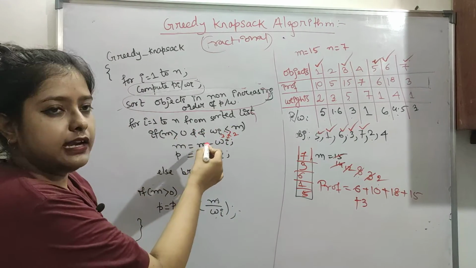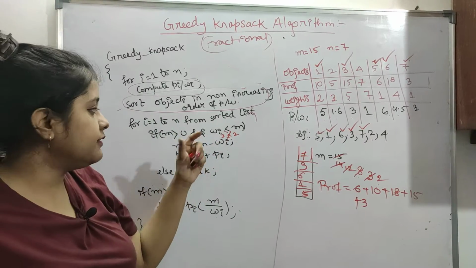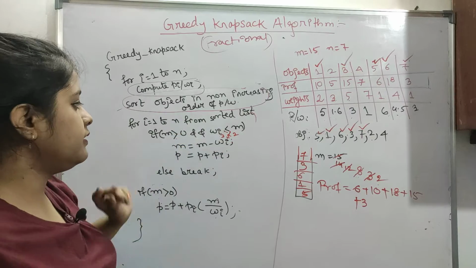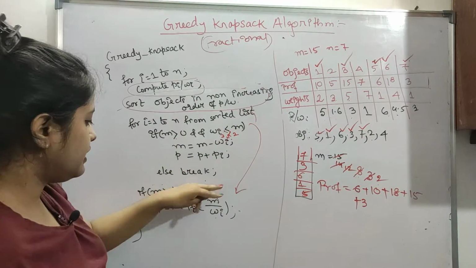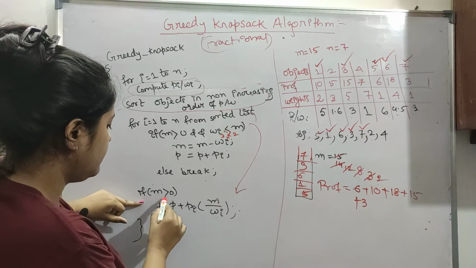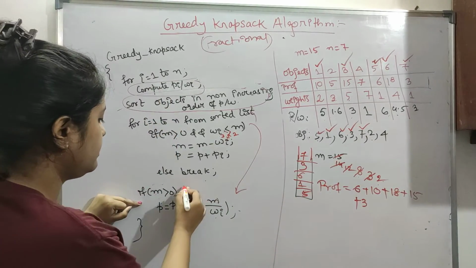So any one of these cannot be. If any one of these is false, we are breaking this loop. So we are going out of this loop. Break condition is done. Then if mass is greater than 0, yes, mass is greater than 0, it's 2. 2 is greater than 0.